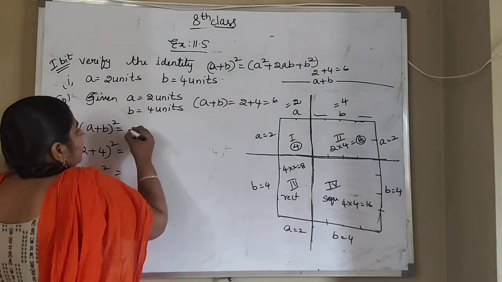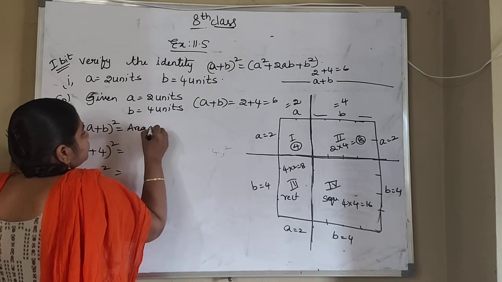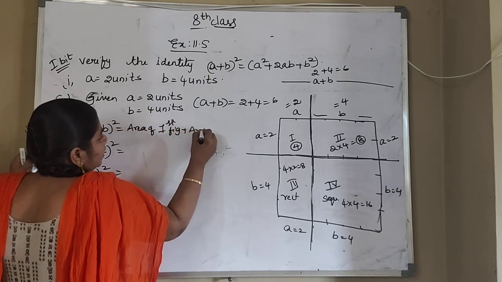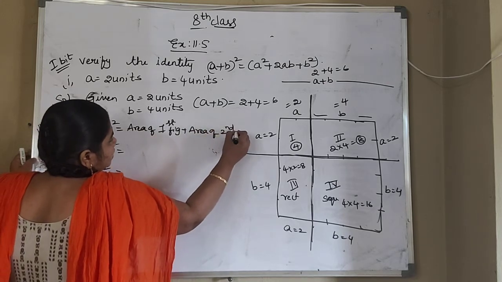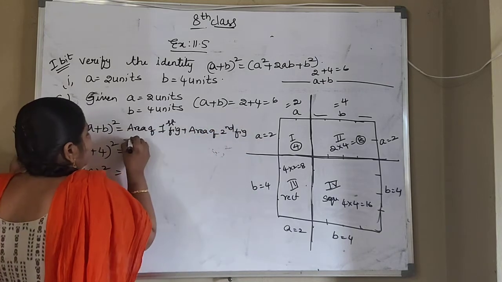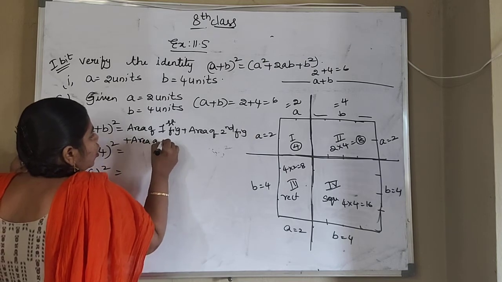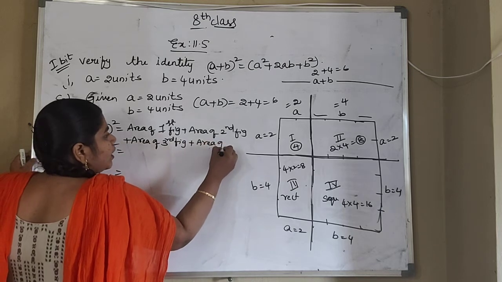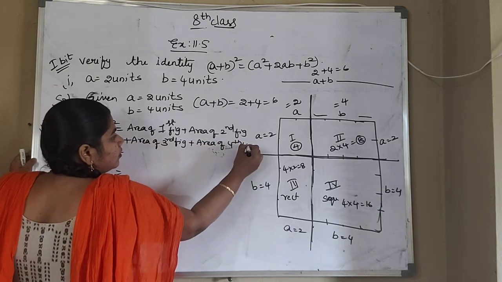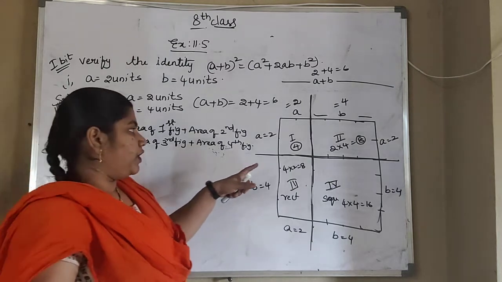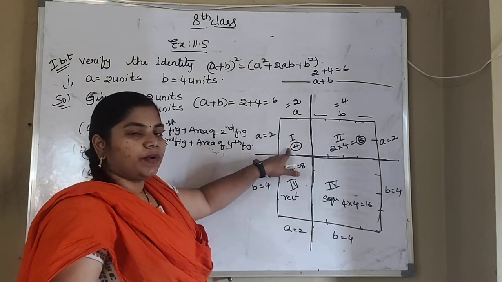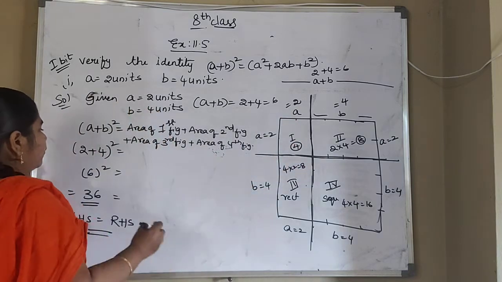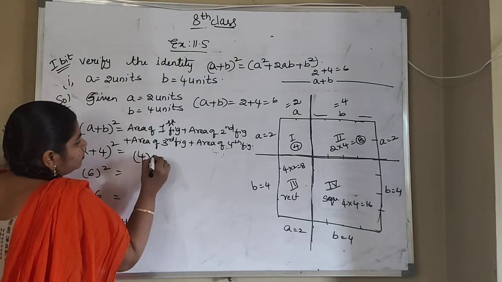So that is area of first figure plus area of second figure plus area of third figure plus area of fourth figure. So what is the area of first figure? This is a square. So area of a square is S into S. That means 2 into 2. That will be equals to 4. So you got here 4.